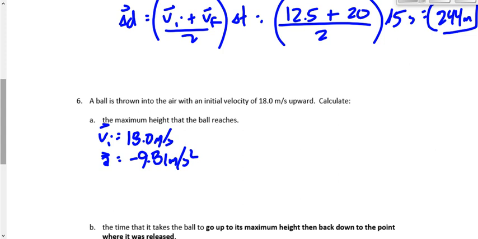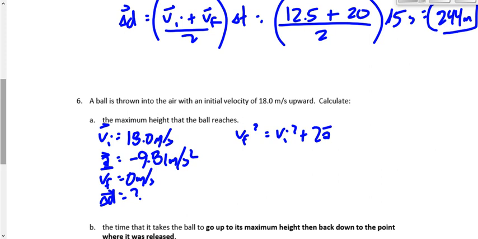And what else do we have if we read between the lines here? Maddie? Good, VF is equal to 0 meters per second. Good. We want to find the displacement at that point, right? So what I did in this question is said VF squared is equal to vi squared plus 2ad. And then I rearranged to solve for delta d.